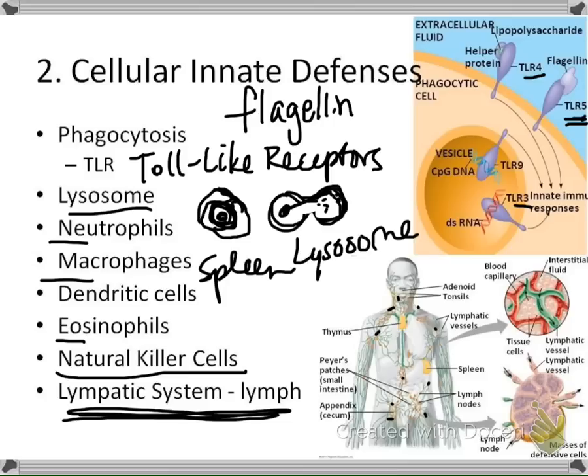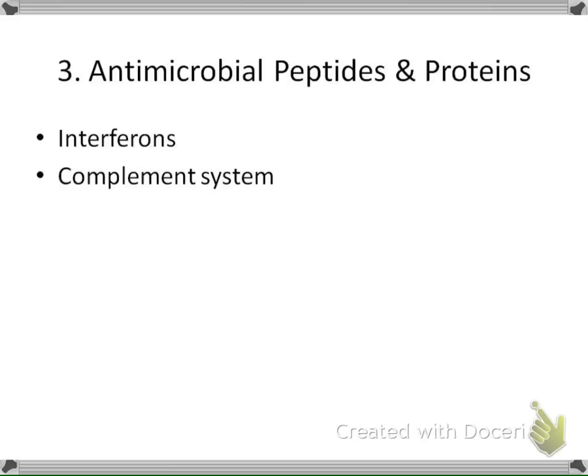And then, let's see, antimicrobial peptides and proteins. Interferons are going to interfere with a viral infection. These are secreted by virus-infected body cells. And what they do is they make the cells around them produce substances that inhibit viral reproduction. So it's limiting the spread of viruses from cell to cell and helping to control that infection.